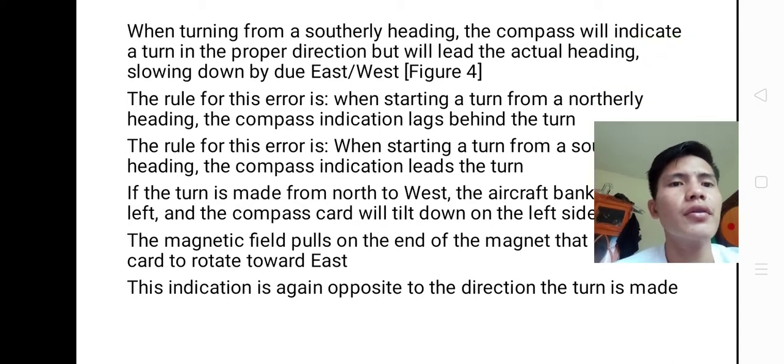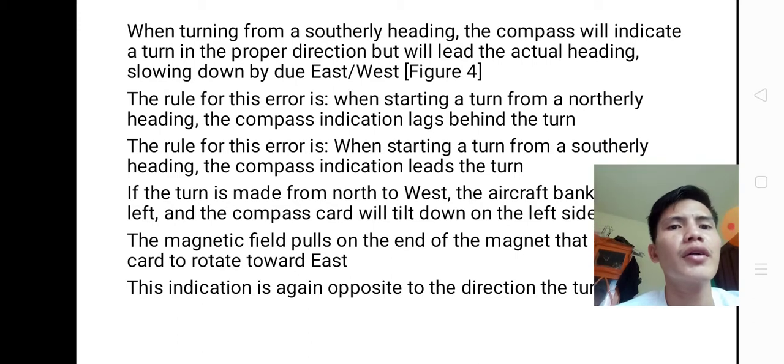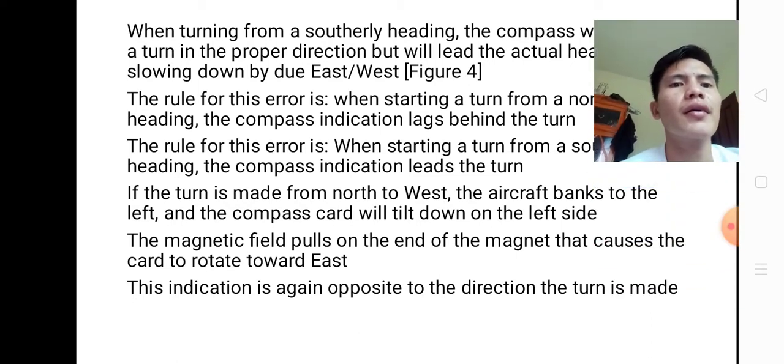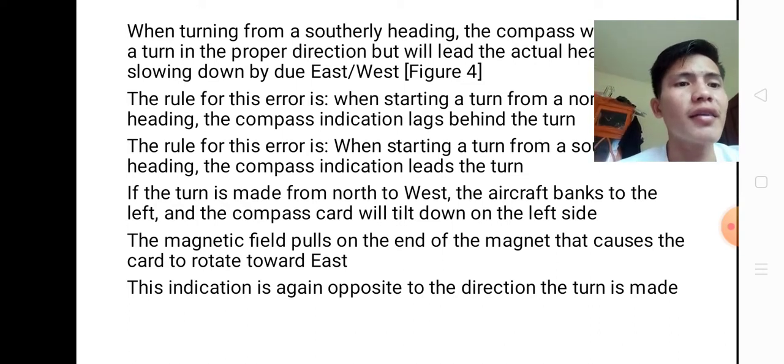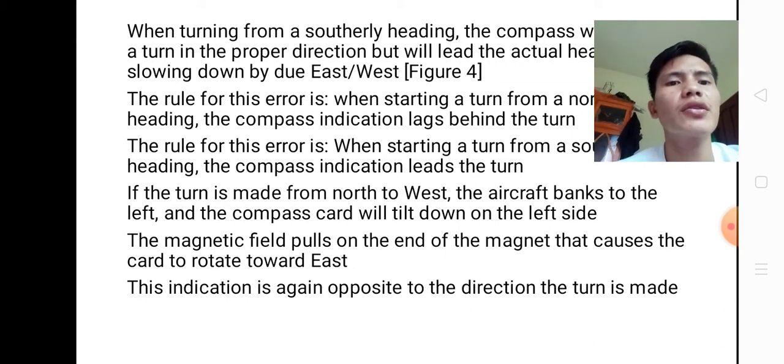The rule of this error: when starting a turn from a northerly heading, the compass indication lags behind the turn. When starting a turn from a southerly heading, the compass indication leads the turn. If the turn is made from north to west, the aircraft banks to the left and the compass card will tilt down on the left side. The magnetic field pulls on the end of the magnet that causes the card to rotate toward east.